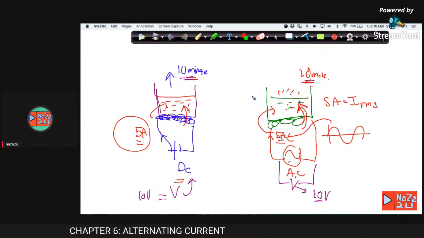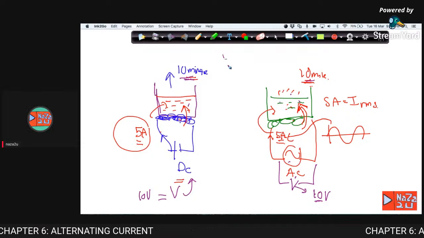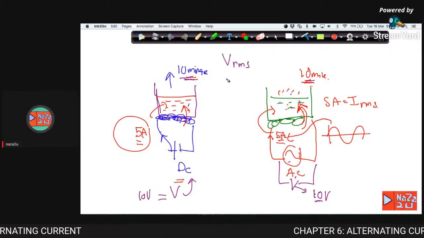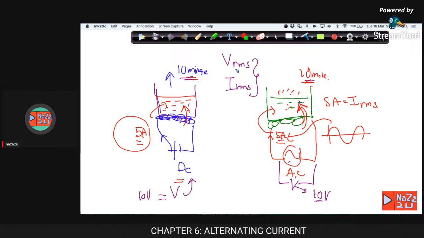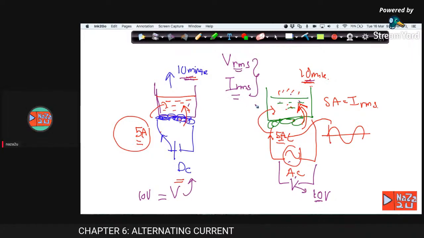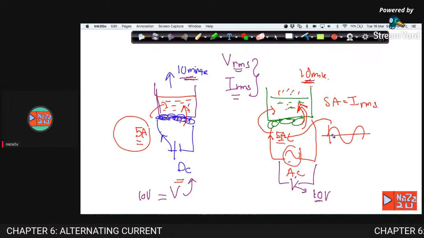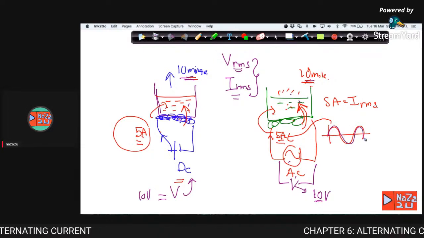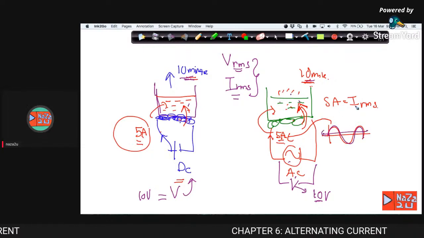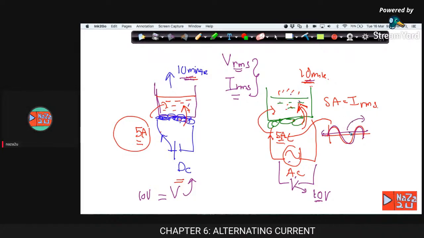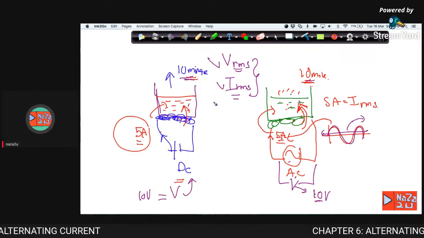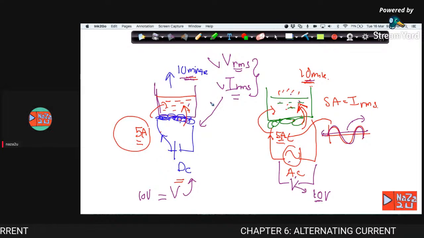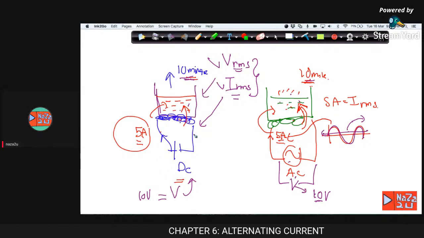So this is analogi bagaimana kita nak jelaskan VRMS dengan I RMS. Mengapa kita tak boleh ukur secara tepat I dengan V dalam AC current? Kerana V dengan I itu sentiasa berubah-ubah. So kita perlu ambil satu nilai yang menyatakan the effective current flow in the AC circuit merujuk kepada V RMS, I RMS. Tetapi kalau kita nak jelaskan berkaitan dengan DC current, contohnya macam inilah.